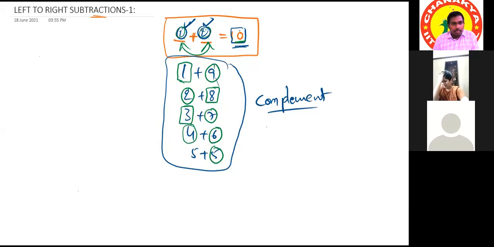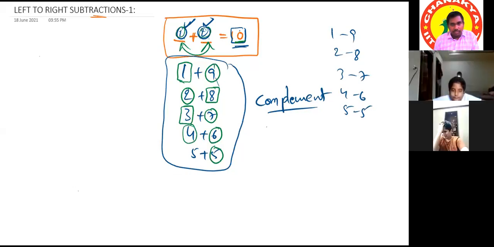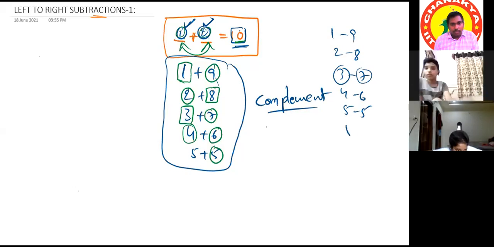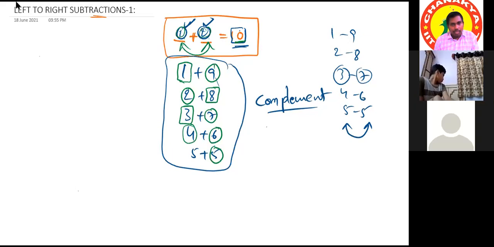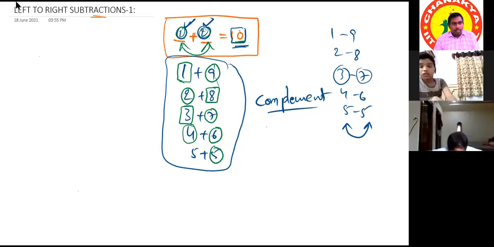Okay. Yeah, we are going to deal with all these things later. This is just the introduction. These are the complement pairs. 1's complement is 9, 2's complement is 8, 3's complement is 7, 4's complement is 6, and 5's complement is 5. Vice versa also: 6's complement is 4, 7's complement is 3, 3's complement is 7. Remember this, both are complements of each other, to get 10.